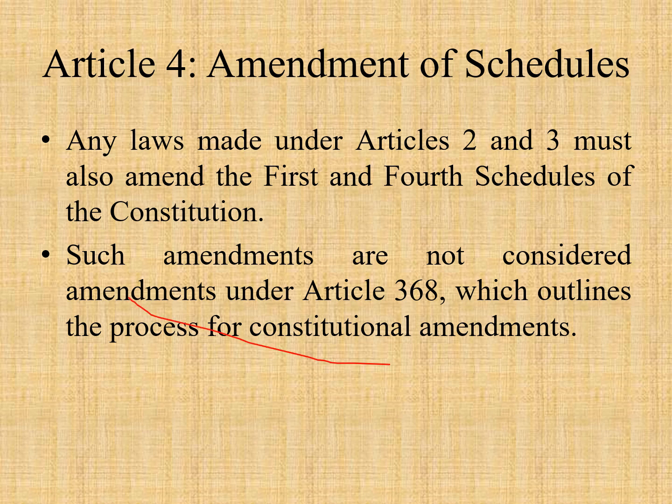Article 4. Amendment of schedule. Any laws made under Articles 2 and 3 must also amend the first and fourth schedules of the Constitution. Such amendments are not considered amendments under Article 368, which outlines the process for constitutional amendments.